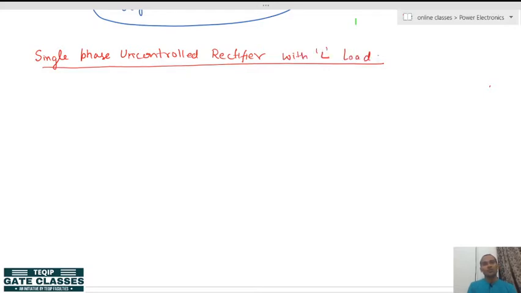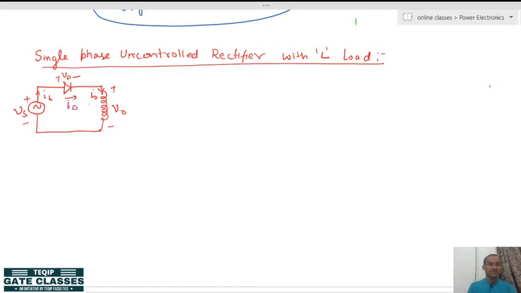When we are talking about a pure inductive load, let us draw the circuit first. Here this is my source voltage, this is my load voltage, this is my diode voltage, this is the source current, this is the reference load current, and this is the reference diode current. Let us start with the waveforms.